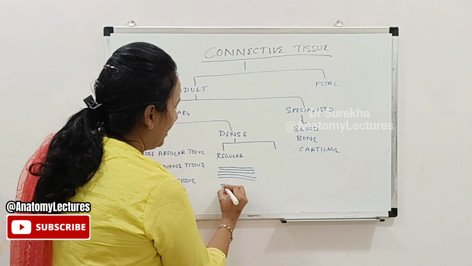I repeat, the connective tissue is divisible, by the type of cells which are present and based on the fibers which are present, into adult and fetal. Fetal is present before birth, adult is present after birth. Now this adult is again reclassified into ordinary and specialized connective tissue. So the connective tissue which is specialized to perform some special functions is blood, bone and cartilage. This blood is also referred to as fluid connective tissue.